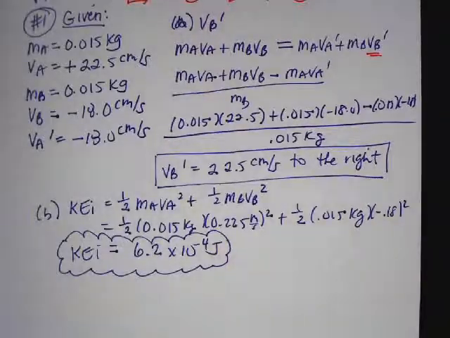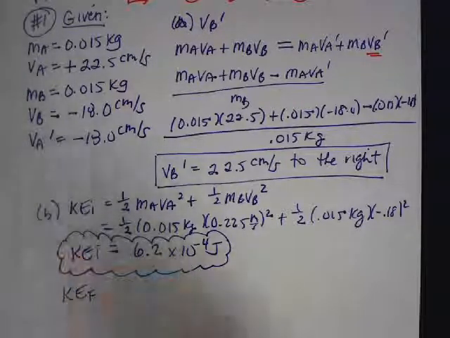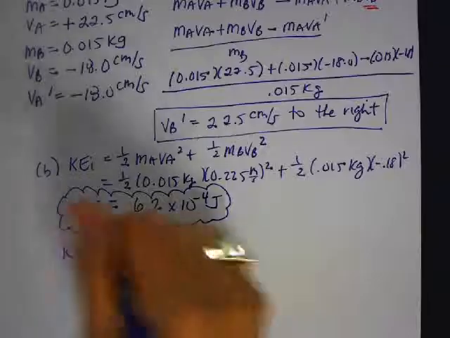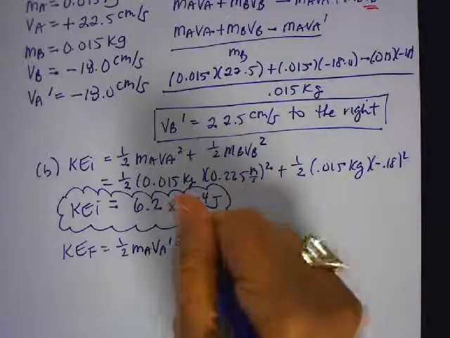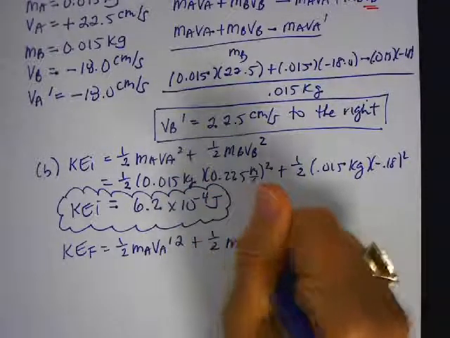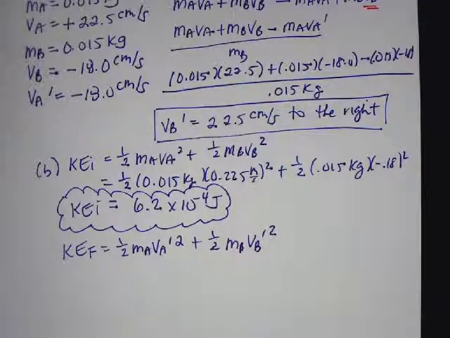Now I'm going to look at the kinetic energy after. So I'm going to say this is an elastic collision. So whatever one marble loses, the other one's going to gain, but the total kinetic energy is going to be the same. So let's see if that works out. So the total kinetic energy after, KEF, is going to be 1/2 MA times VA prime squared plus 1/2 MB times VB prime squared. When we're doing these problems, it's not like they're difficult. They're just kind of tedious because there's a lot of variables.